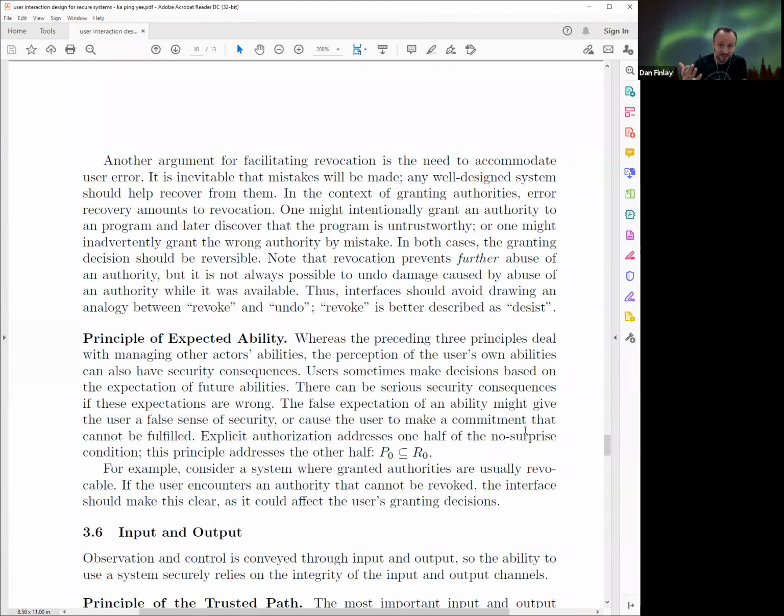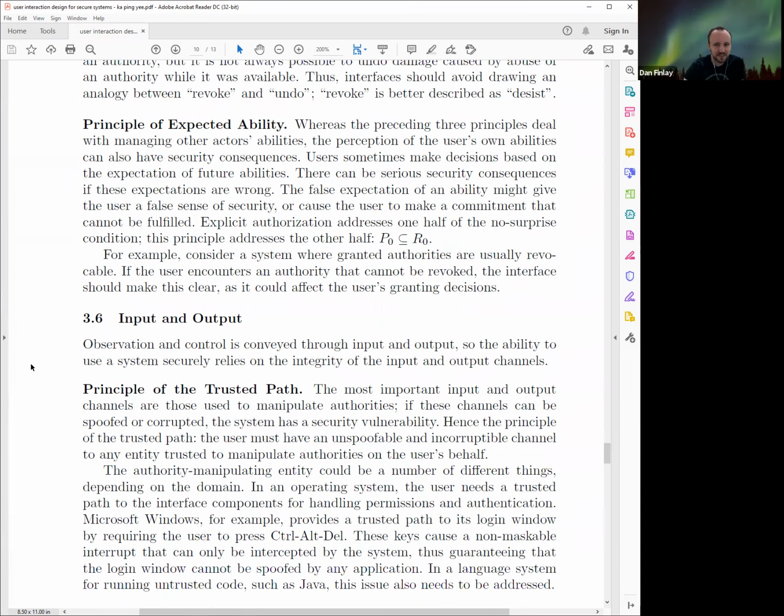Now, imagine access to a file. Once you've given information, it's potentially exfiltrated. You can never guarantee it wasn't manipulated or sent or abused in some way. Thus, interfaces should avoid drawing an analogy between revoke and undo. Revoke is better described as desist. Very well.